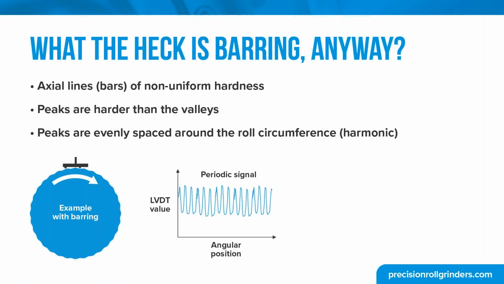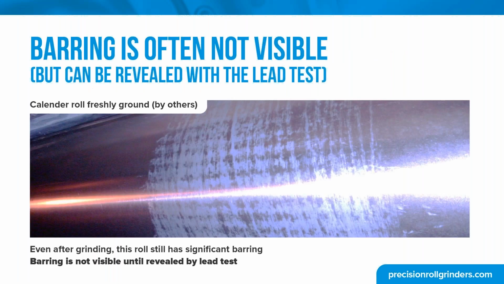The peaks are evenly spaced around the roll circumference. They're a harmonic of the roll. And if you were to put a measuring device on the roll and rotate the roll, it would make a signal similar to the graph shown on this page. So that's what barring is: non-uniform hardness. And the peaks are harder than the valleys.